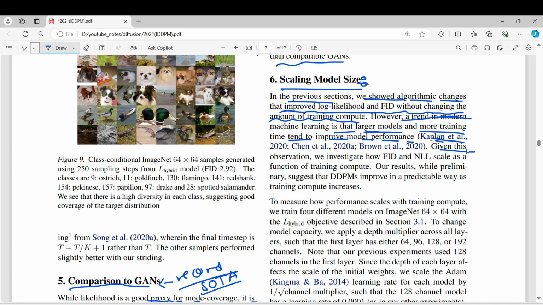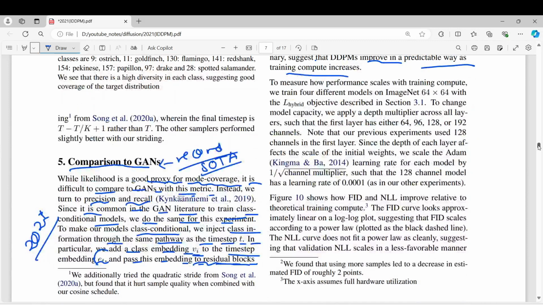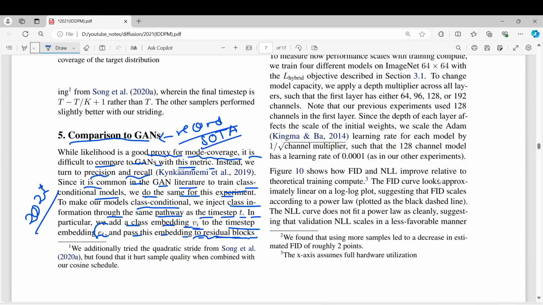Given this observation, we investigate how FID and NLL scale as a function of training compute. Our results preliminarily suggest that DDPM improves in a predictable way as the training compute increases. So if we increase the training compute, this will also improve in a predictable way, relative to the theoretical training compute.